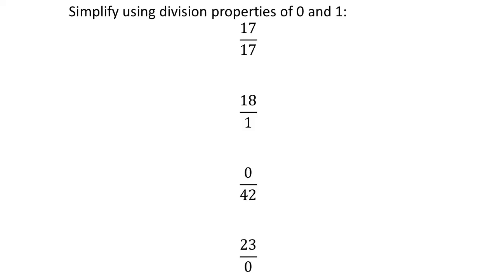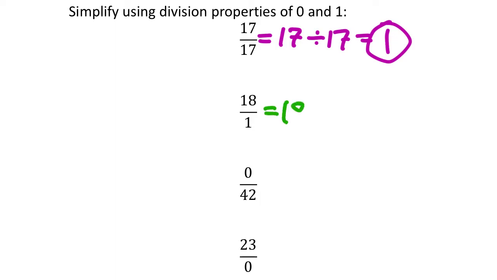All right, simplify using division properties of 0 and 1. Oh, no problem. Especially with these first two, that's pretty good. Because this first one is just 17 divided by 17. And just like we saw, if you divide something by itself, it's just 1. So that's the quotient there. And this next one, that's 18 divided by 1.